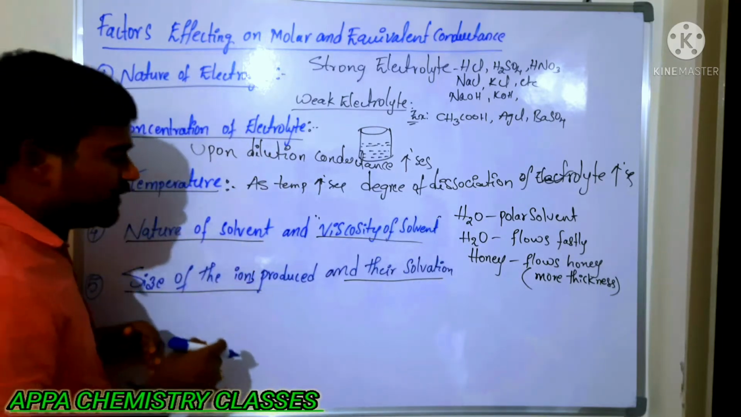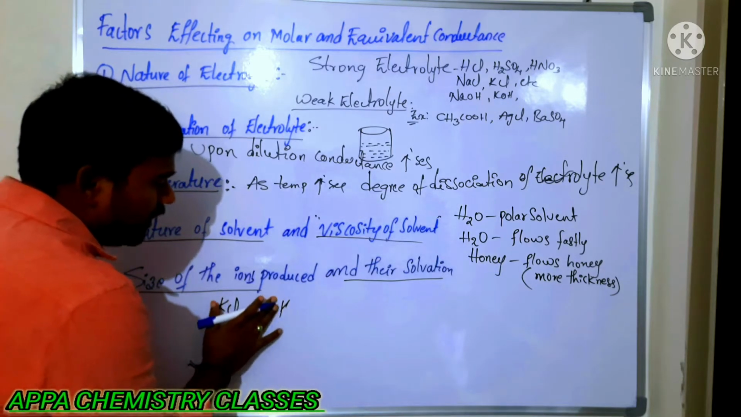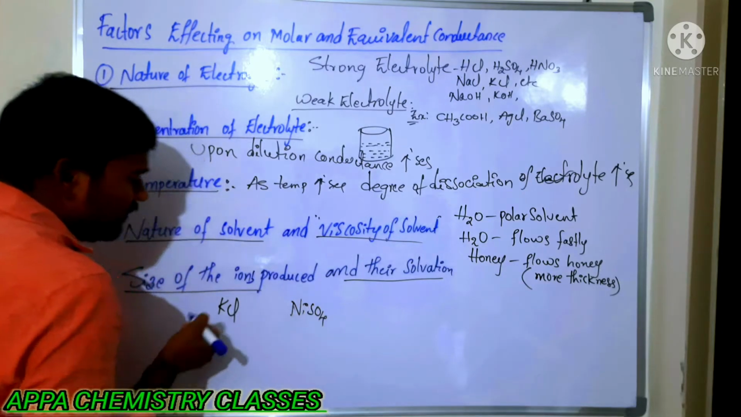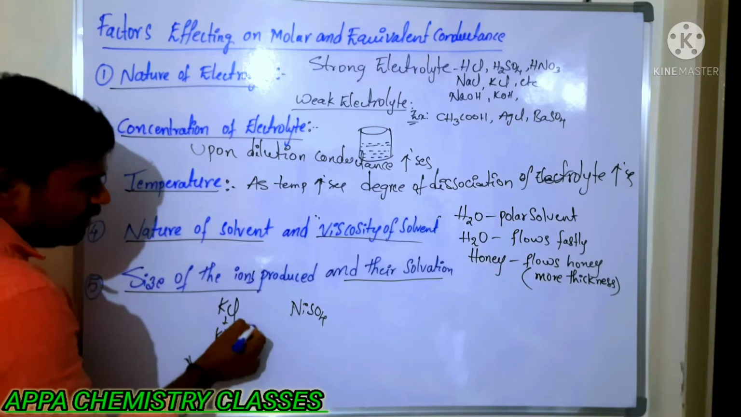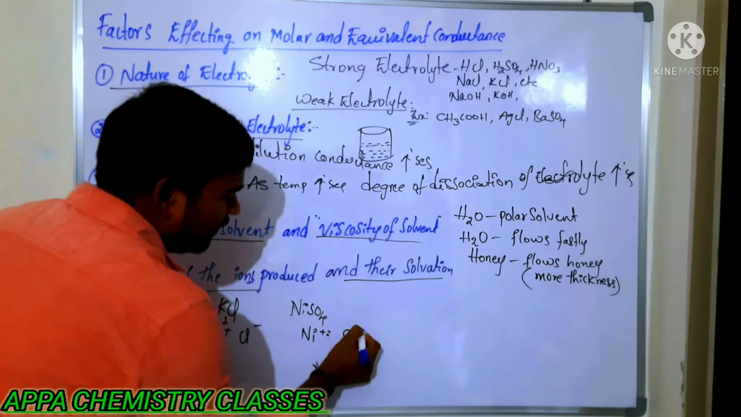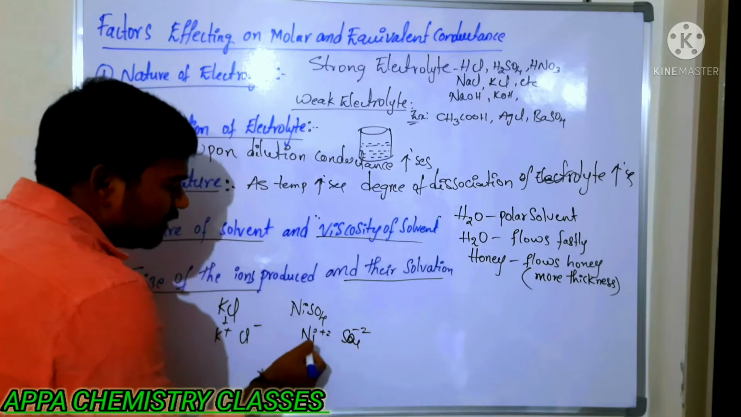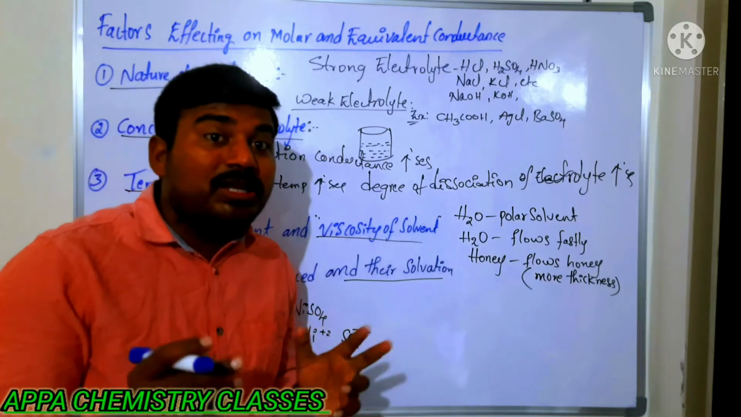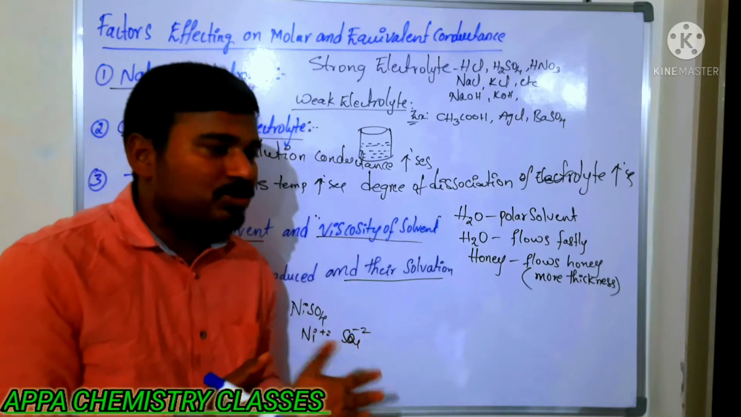Say for example, as I told you last time also, we have potassium chloride, and we have nickel sulfate. Whenever potassium chloride undergoes dissociation, we get potassium ion and chloride ion. But here, nickel plus 2 and sulfate ion, SO4 minus 2. In this case, both have a larger magnitude of charge. When they have more charge, their solvation is more. More water molecules surround those ions.